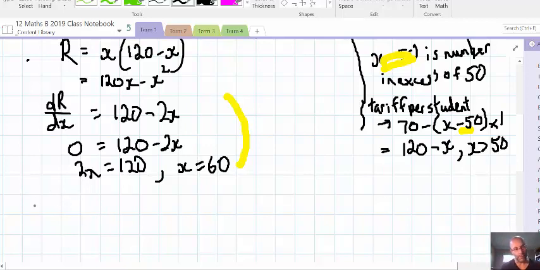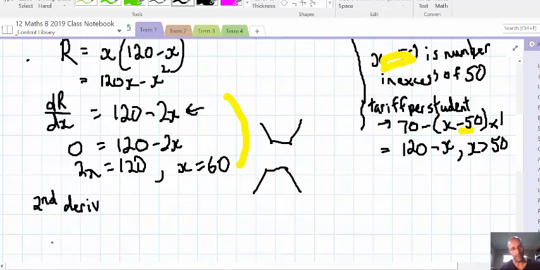There is another way of checking for max or min: we use a second derivative test. So here's another option. We can do before, at, after to see if it's a max, min, or even an inflection. But there's a second derivative method of doing it. The second derivative is the derivative of the derivative, so you write that as d squared r over dx squared.